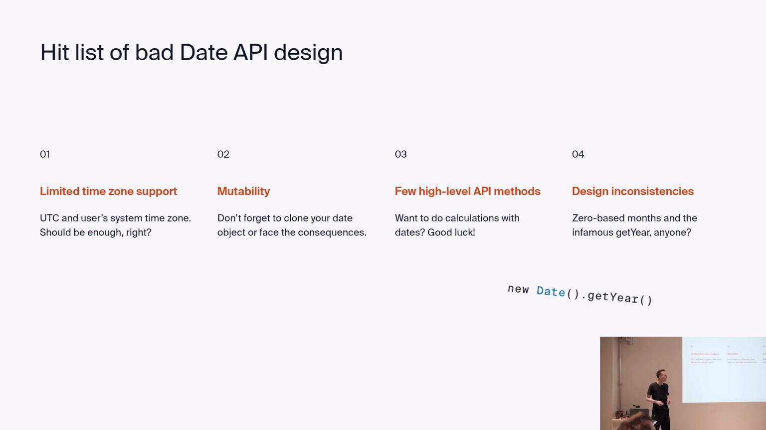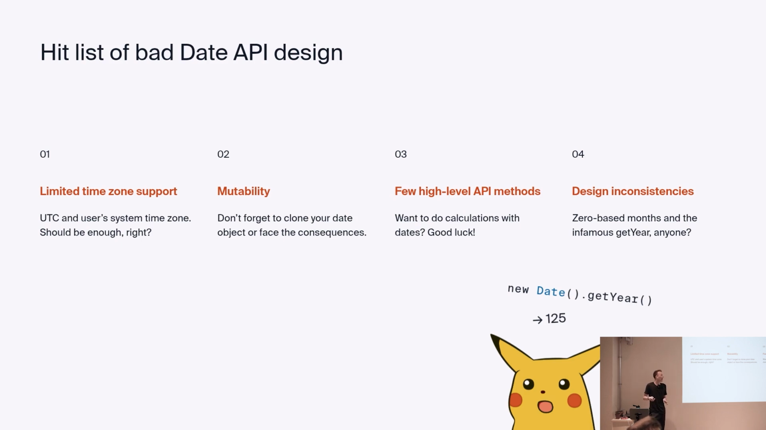And also, does anyone have any idea what this gives you, the getYear method? Any guesses? The 2 last numbers in the year? Yeah, close. So it would give us 125, because of course in 1995, no one saw the year 2000 coming. So yeah, there's getFullYear, but of course you have to remember that you need to use that.